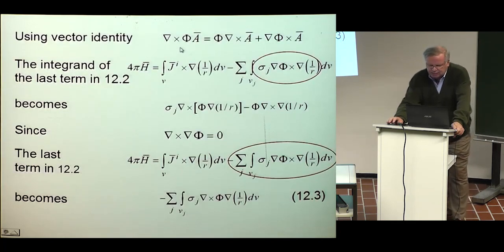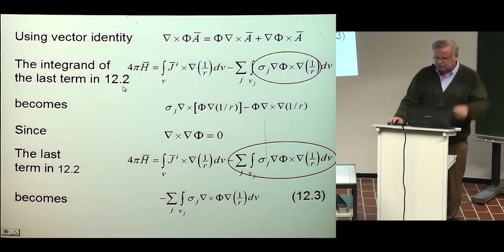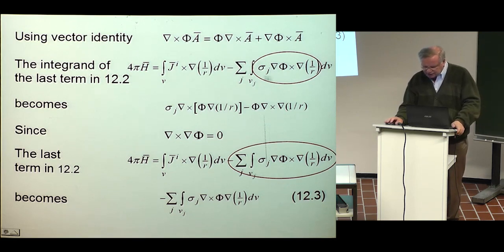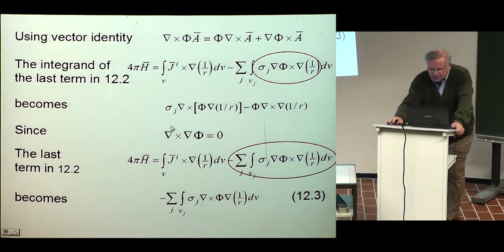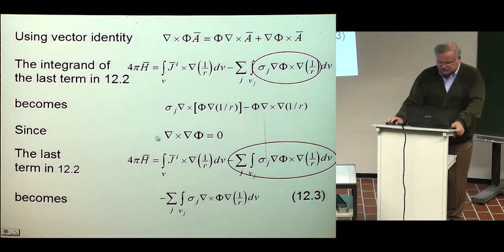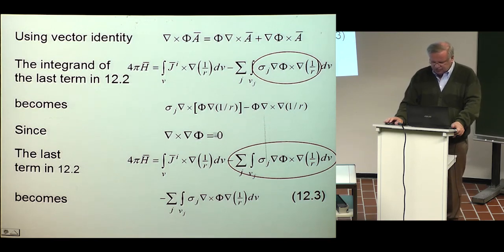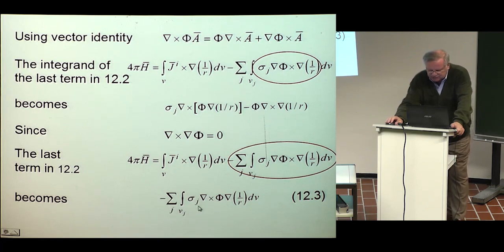Using the vector identity nabla cross phi A equals phi nabla cross A plus nabla phi cross A, the integrand of the last term in the equation on the previous slide becomes sigma sub j, nabla cross phi nabla 1 over R, minus phi nabla cross nabla 1 over R. Since nabla cross nabla phi equals zero, the whole last term in equation 12.2 becomes this form: minus the sum over j of the integral over V sub j of sigma sub j nabla cross phi nabla 1 over R dV. So this comes from this one.